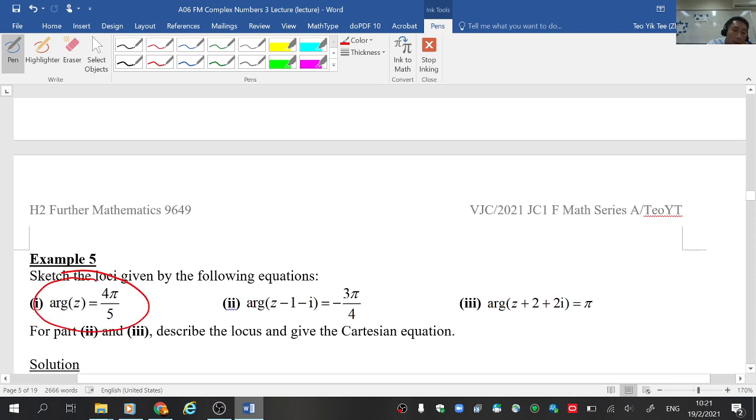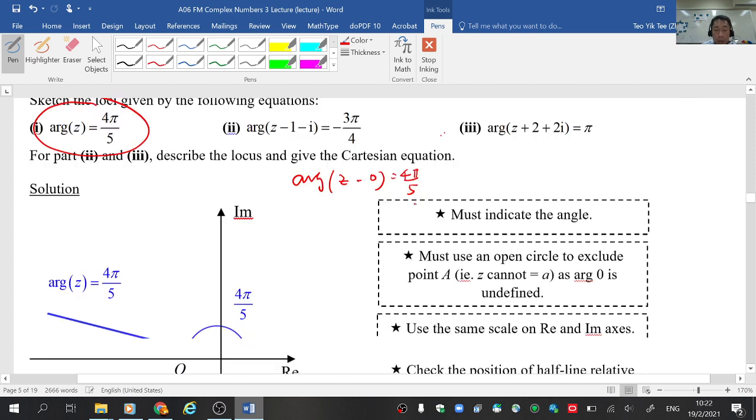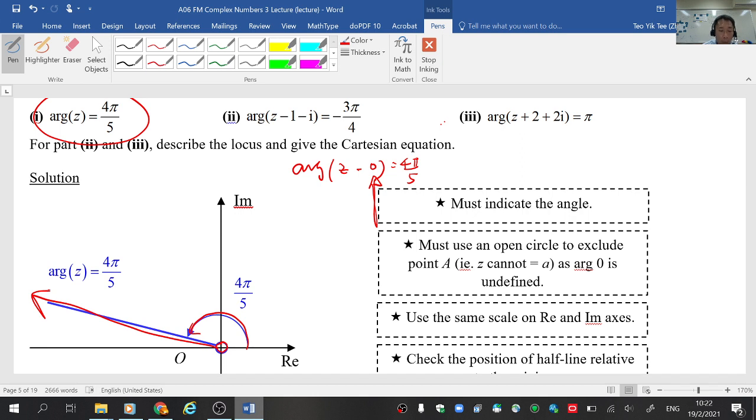So for this one, argument of z is equal to 4 pi over 5. The interpretation of this is that it's actually argument of z minus 0 is equal to 4 pi over 5. So in simple English, I want to know where the complex number is such that the argument of z as measured from 0, which is the origin, is always 4 pi over 5. So this is where 0 is, and then I measure off 4 pi over 5. This is where my complex number or locus is. It's going to be a half line starting from the origin, making an angle of 4 pi over 5.